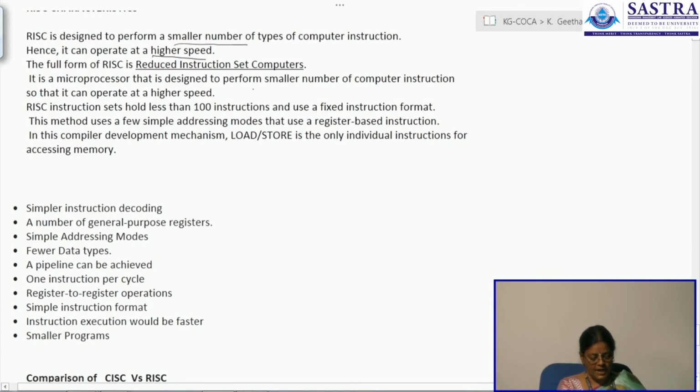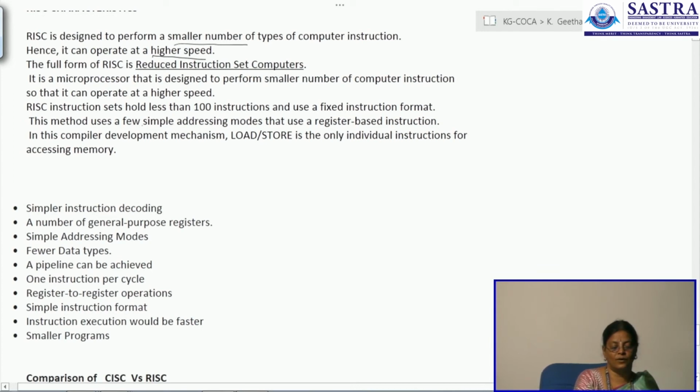For example, if you want to perform addition, subtraction, multiplication, and division, and I say that the instruction set architecture can support only two operations, obviously we can implement multiplication by repeated addition and division by repeated subtraction. So the claim is that it can operate at a higher speed, and it is a microprocessor designed to perform a smaller number of computer instructions so that it can operate at a higher speed. The same point we have mentioned already.